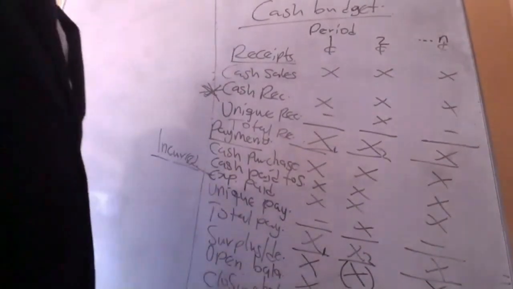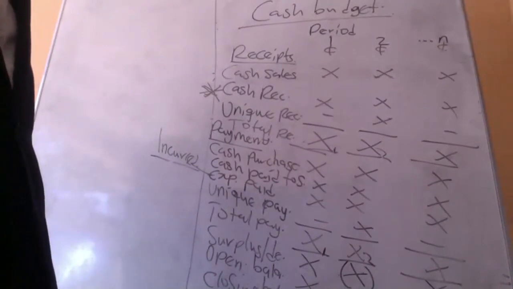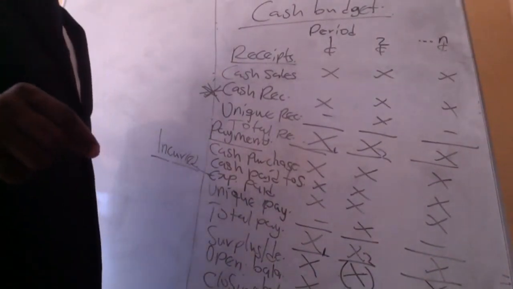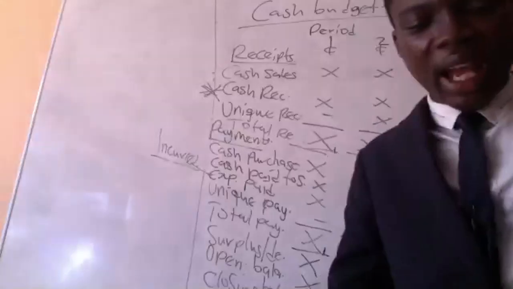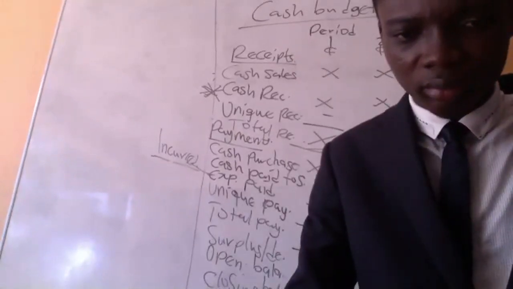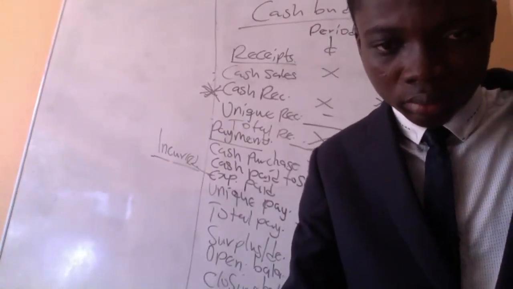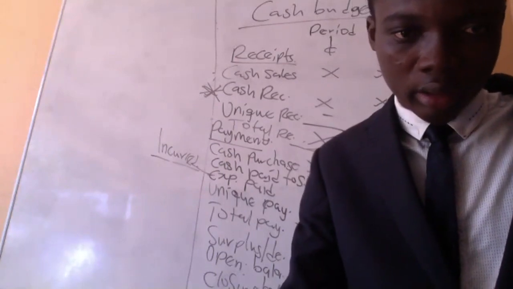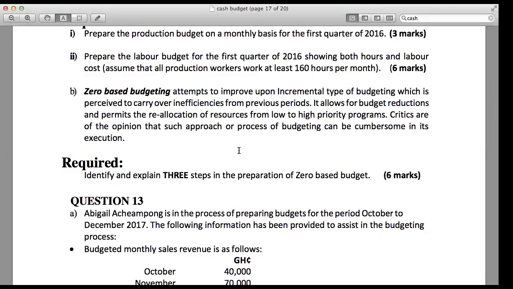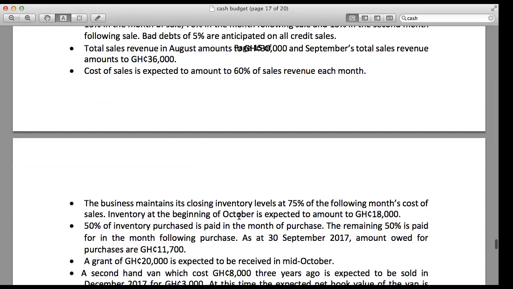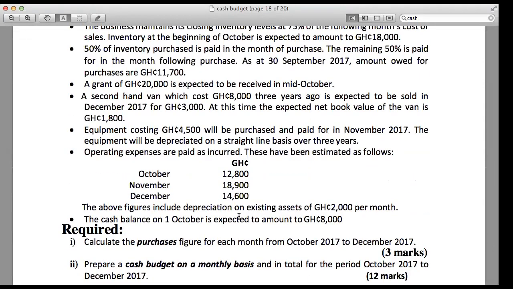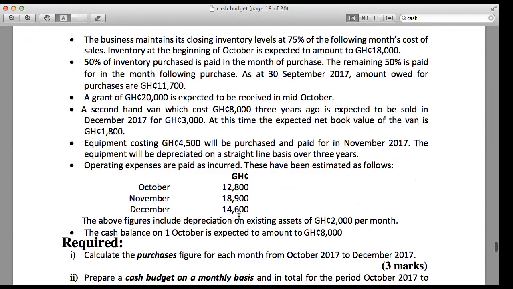So now let's go to this question and then use the same. So anytime you read a question and it's cash budget, just picture this format and then we're looking for it whilst we're reading the items. So now let's see. Good. So let's see the question. Good. So Abigail Echampuma, prior cash budget. And in total, for the period of October 2017 to December 2017.